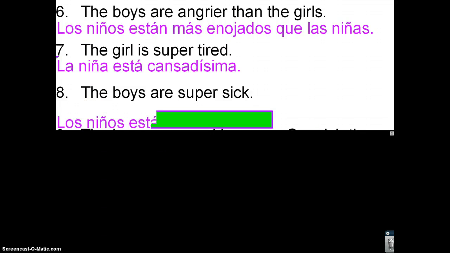Number 8, the boys are super sick. Los niños. This is a feeling or emotion. Están. Enfermo is sick, also on your note cards and in your estar notes. Enfermo, drop the O, and add -ísimos to make it match boys, and now they are super sick.